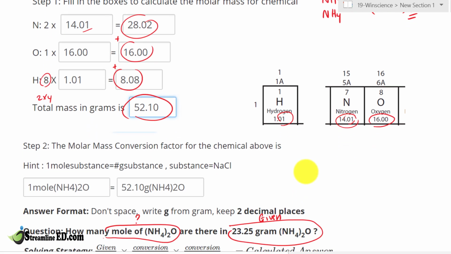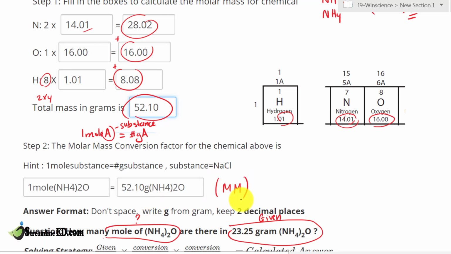Now, let's express this in terms of conversion factor. Of course, we always have the same format. By definition, molar mass is always equal to 1 mole of A, and that is the substance right here, the chemical formula. And this is always equal to the number of grams of A. Well, A, again, is the substance, ammonium oxide. I express this in terms of 1 mole of ammonium oxide, equal to the number of grams, which is in this case 52.10 grams of ammonium oxide. This molar mass is abbreviated by a double capitalized M.